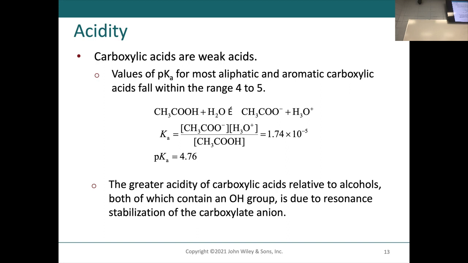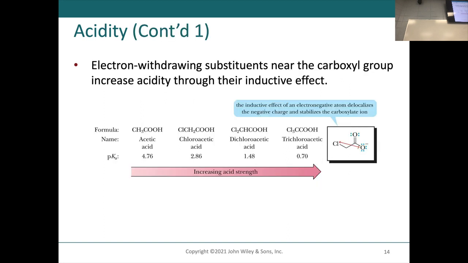And so remember that the smaller the number for pKa, the stronger the acid, right? 4.76 is small compared to 50. Remember, an alkane has a pKa of around 50. Carboxylic acid has a pKa of around 4.76, 4 to 5, just to call it, right? So, quite acidic in the grand scheme of things.